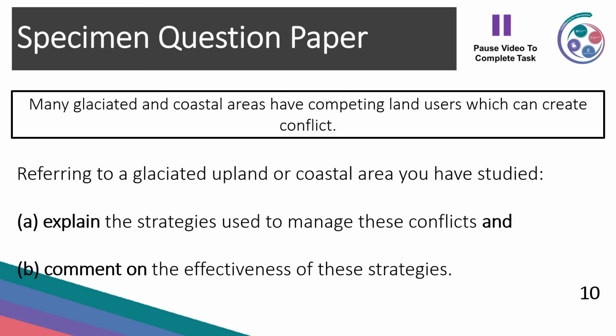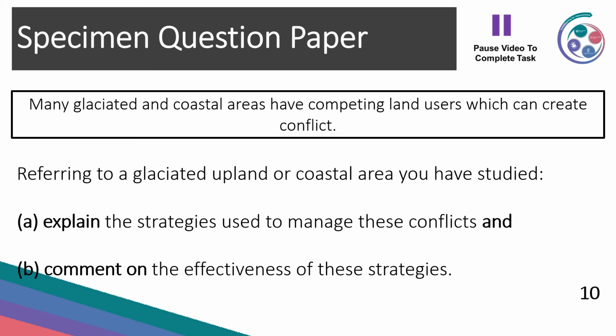So here you can pause the video and attempt this question yourself. It says many glaciated upland and coastal areas have competing land uses which can create conflict. Referring to a glaciated upland or coastal area you've studied, part A, explain the strategies used to manage these conflicts, and part B, comment on the effectiveness of these strategies. Now it's a 10-mark question, so you can answer parts A and B any way you like.